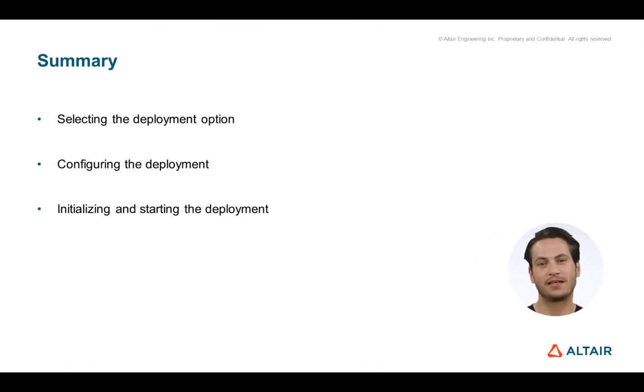To summarize, in this video, we saw the different deployment options and selected Docker Compose. We saw how the deployment of AI Hub can be configured in the .env file, how the deployment is being initialized the first time, and how it is being started after that.